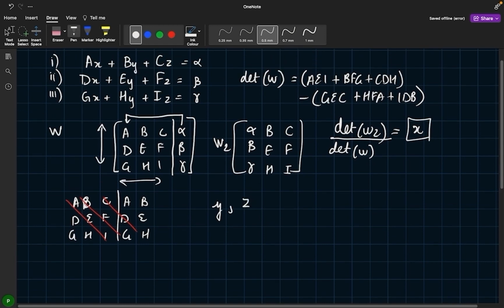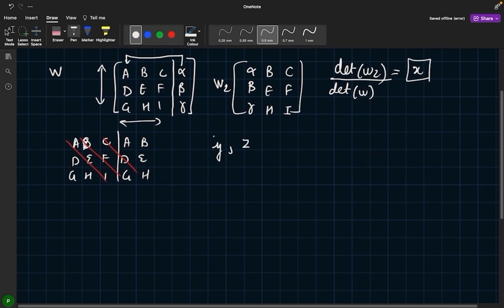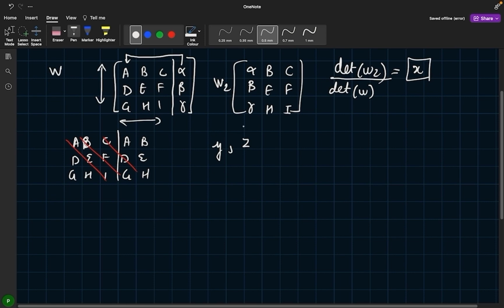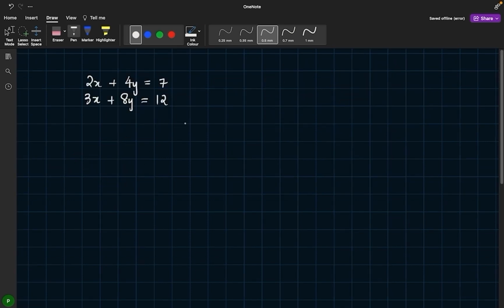I'm not going to do it here because it's long and tedious. I want to save time, but I will do two examples. One with a 2 by 2 simultaneous equation and one with a 3 by 3 simultaneous equation. Let's say you have this simultaneous equation pair. Again, we know the steps: 2, 4, 3, 8, 7, 12. We convert it into a matrix.